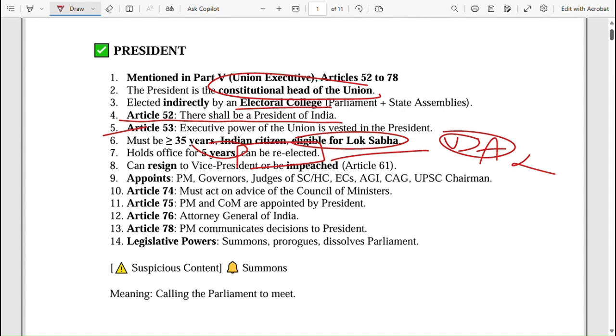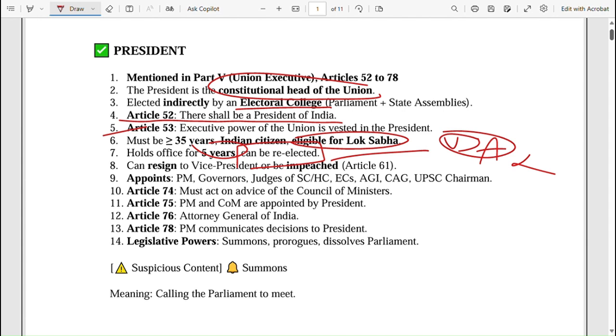In order to resign, the President has to give a letter to the Vice President. So resignation is always submitted to the Vice President.